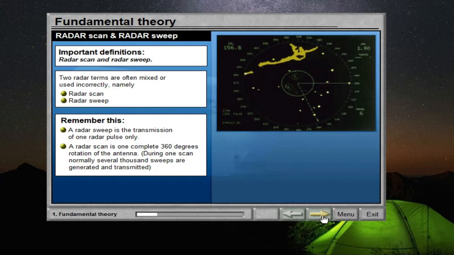Read the manufacturer's manual and do not mix the terms sweep and scan, as this can produce unwanted effects on the radar screen. Press the buttons to see examples.